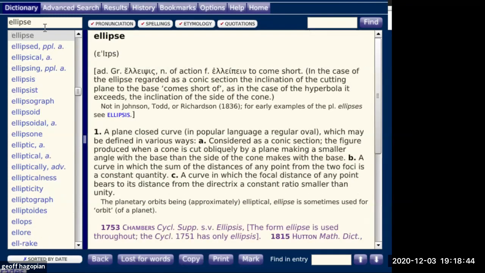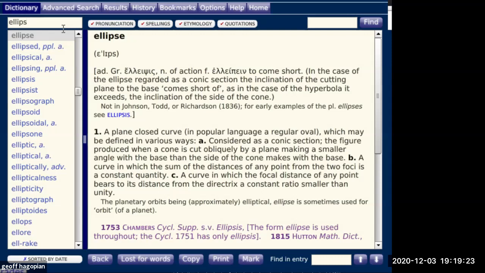Ellipse, right? A plain closed curve, in popular language, a regular oval, which may be defined in various ways. Considered as a conic section, the figure produced when a cone is cut obliquely by a plane making a smaller angle with the base than the side of the cone. So it cuts across the cone. A curve in which the sum of the distances of any point from any two foci is a constant quantity. Right, that's a good one. And the planetary orbits being approximately elliptical. Ellipse is sometimes used for the orbit of a planet.